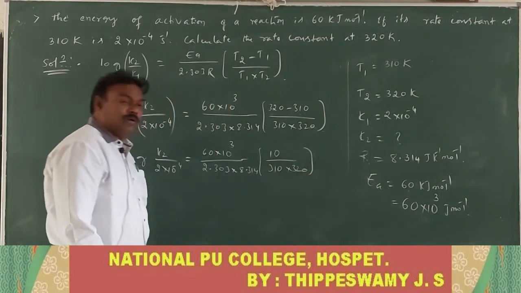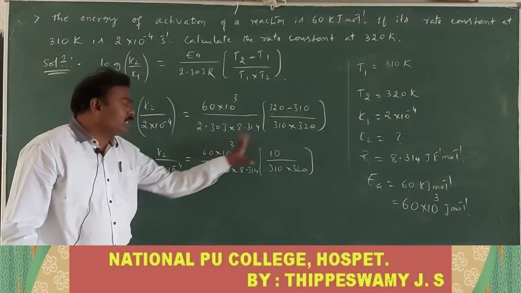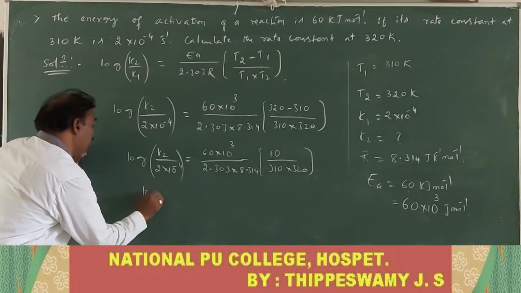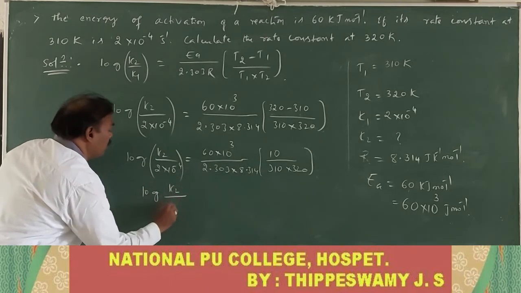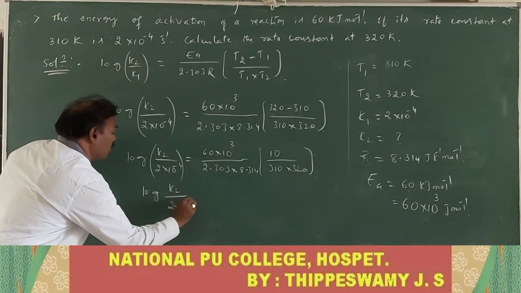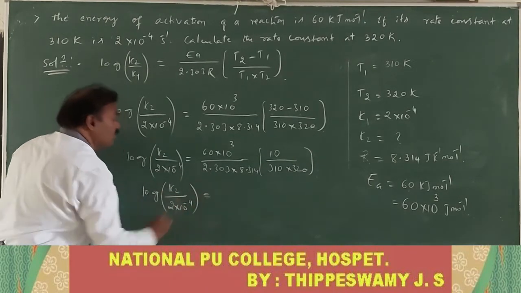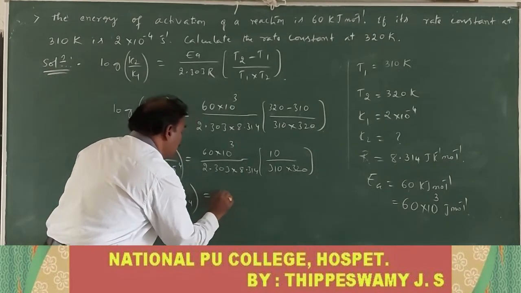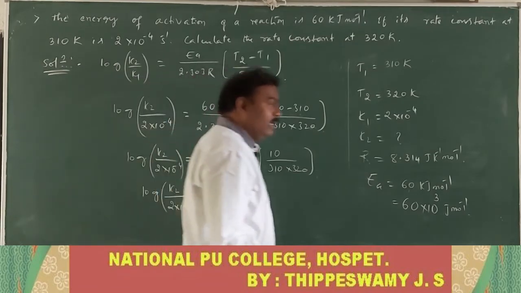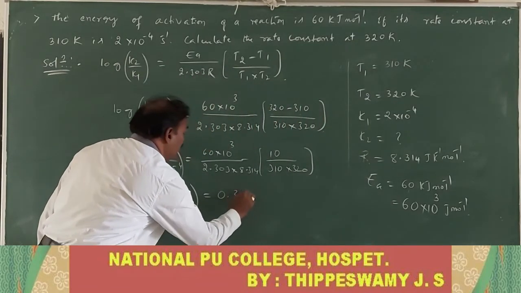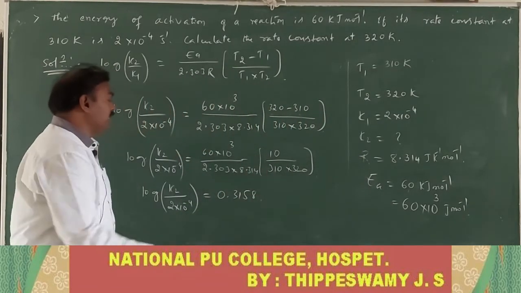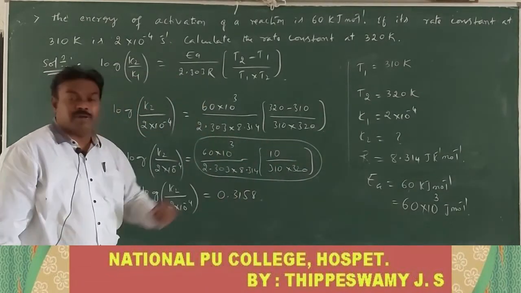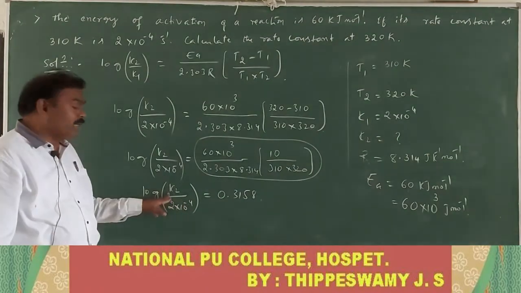So what do we have to do now? First of all, you simplify this value. What are you getting? Log of K2 divided by 2 into 10 to the power minus 4 is equal to how much are you getting? Tell me what value you are getting here. 0 point something, that is 0.3158 on simplification of the total. Then you have to find the value of K2.